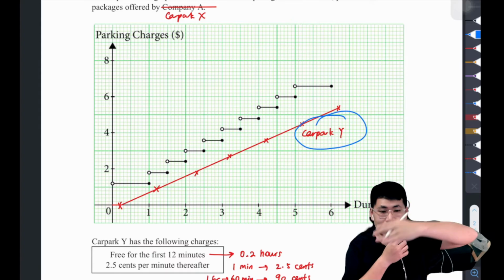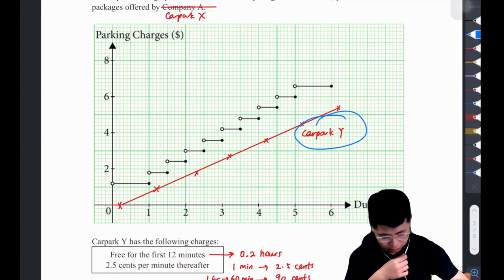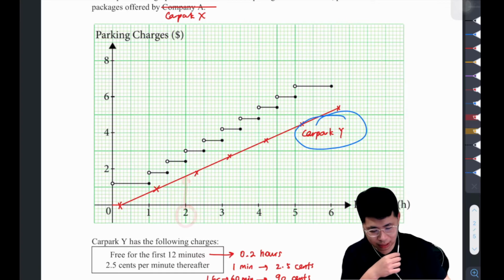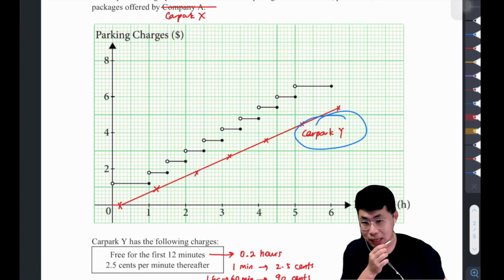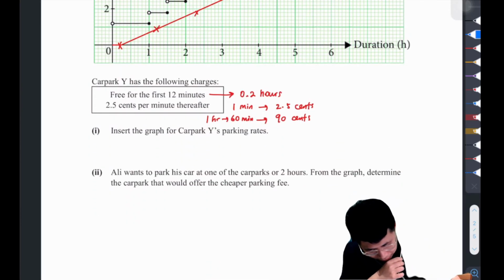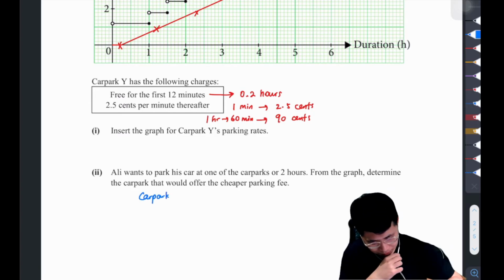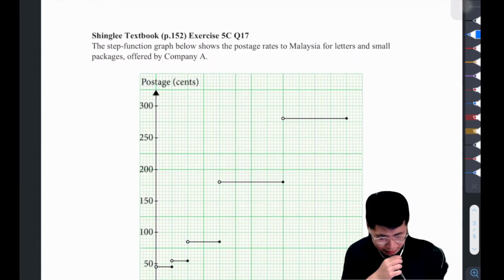You see the car park X graph is above, car park Y is below, so car park Y has a lower charge. Or if you want, you can actually read at 2 hours. At 2 hours, the lower reading is car park Y as compared to car park X, where you have to pay $2 plus. So over here is going to be car park Y. Simple answer.